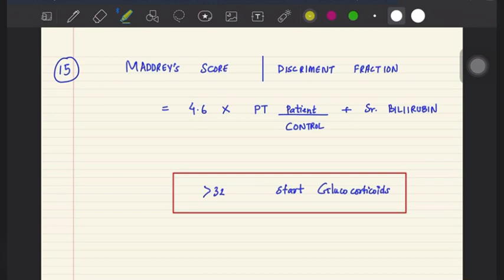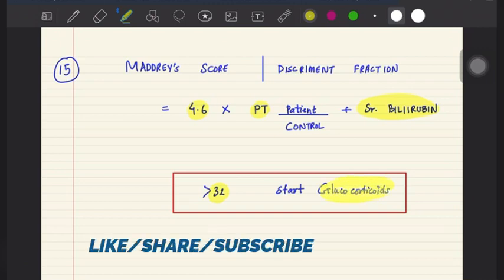It is given by the formula of 4.6 into prothrombin time of patient minus control in seconds plus serum bilirubin level, and the significance of Maddrey's score or discriminant function is that when it is more than 32, which signifies a severe disease, we start glucocorticoid. So this has a therapeutic value.